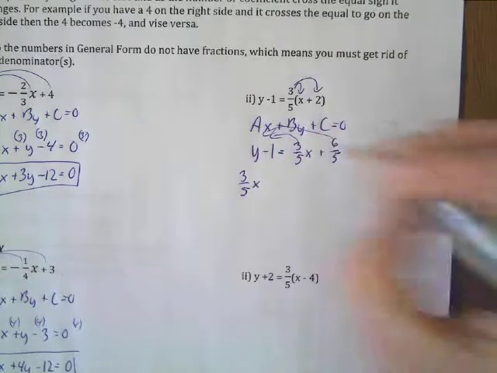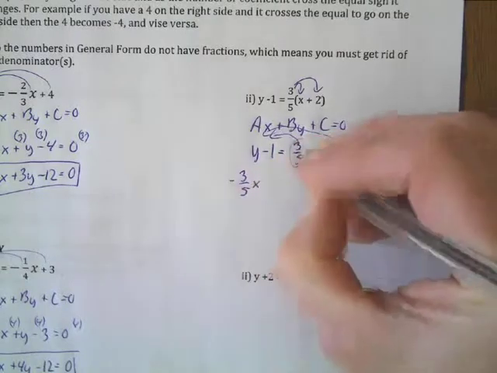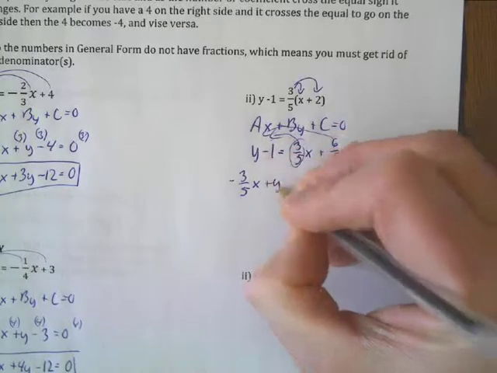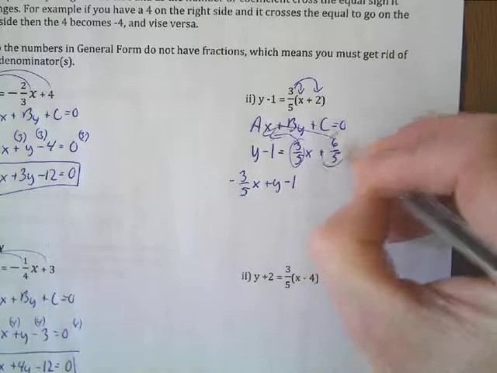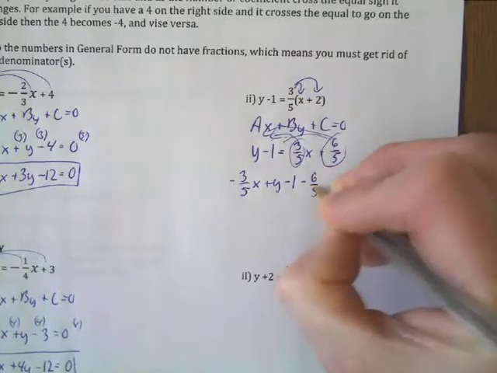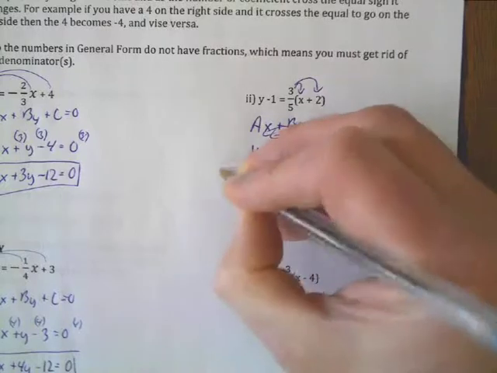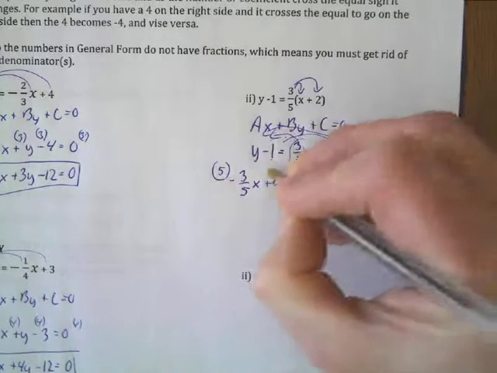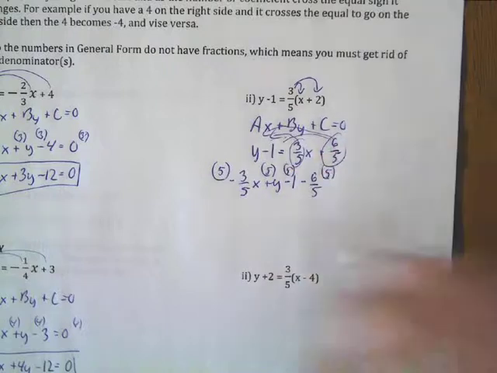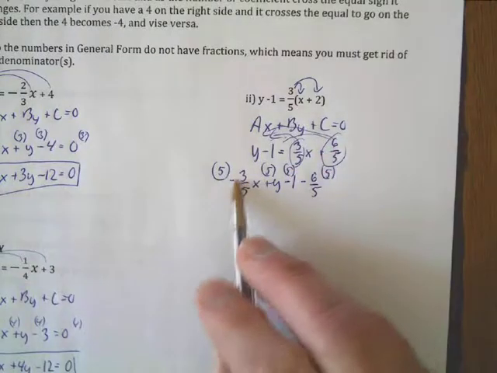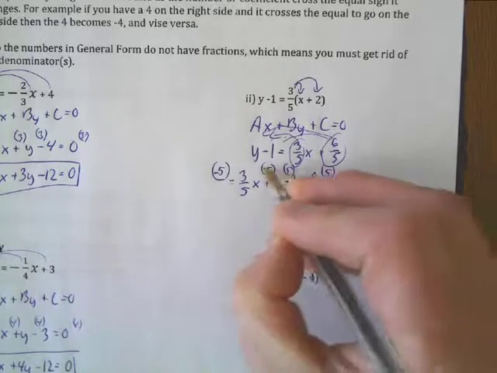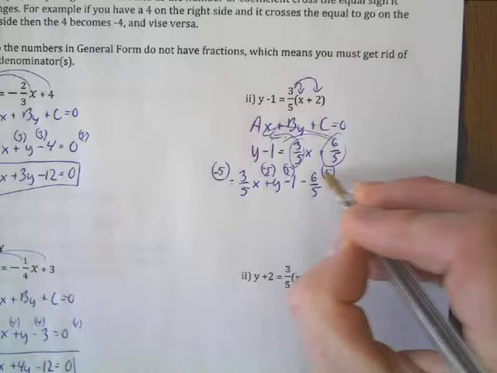3/5 x negative, because it's positive here, so crossing over it goes negative, plus y minus 1, and this is coming over, so it's positive, so it's going to be negative 6 over 5. Get rid of the denominator, so multiply everything by 5. And because this has to be a whole number, I want to get rid of this negative sign, so I'm going to multiply everything by negative 5. And that way it's back to a whole number.